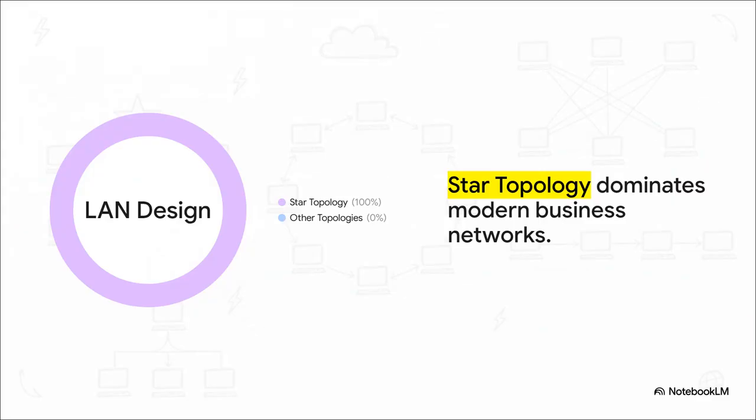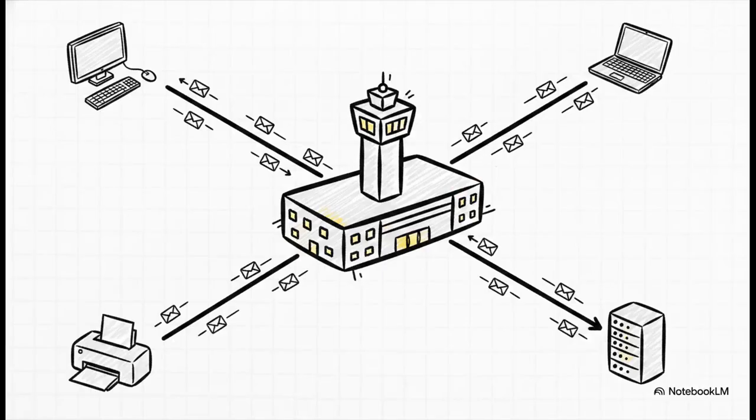Today, a staggering 99.5% of business local area networks use the star topology. It didn't just compete, it absolutely conquered modern connectivity. So why was it such a game changer? So the crucial point is how it physically routes the data.